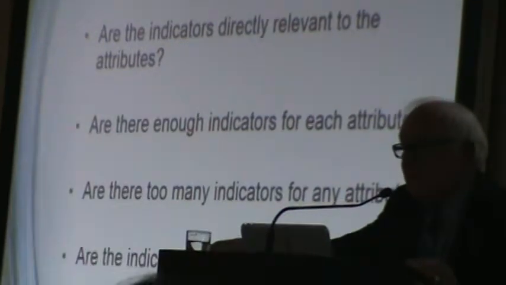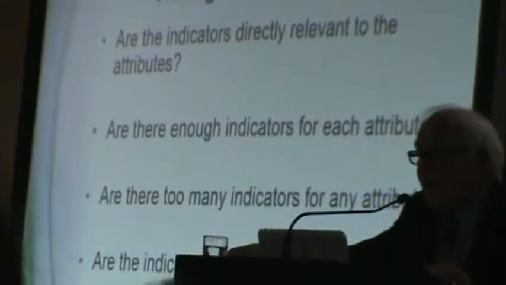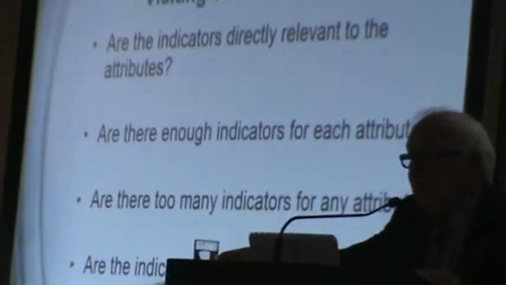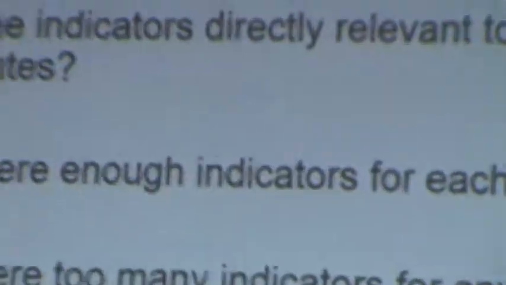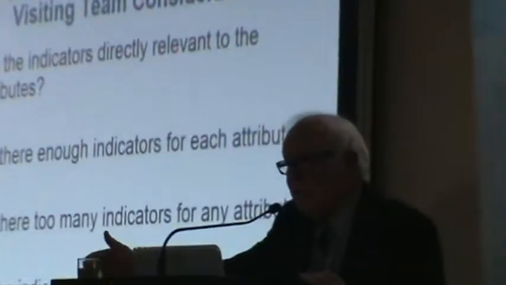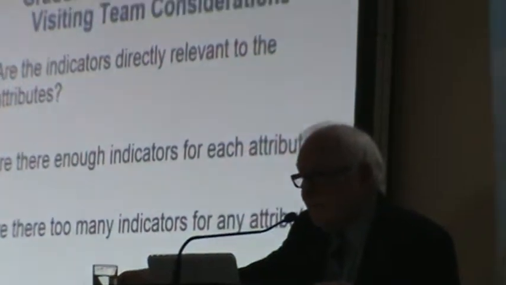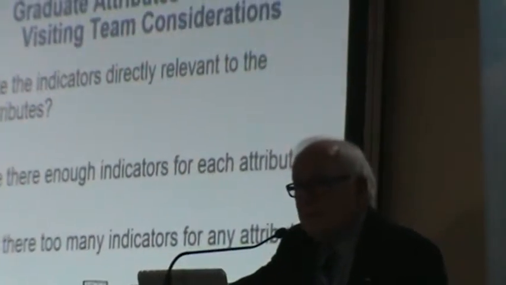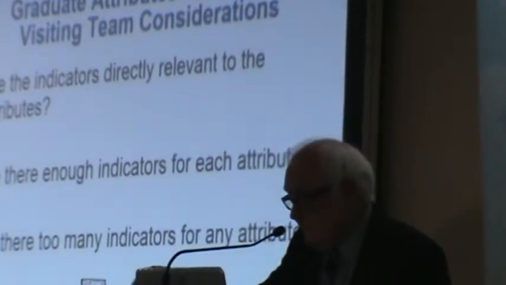Again, the visitors, what do they look for? Are the indicators directly relevant to the attributes? Are there enough indicators for the attribute? Are there too many indicators? Are the indicators measurable? Because you have to measure all of these things. So are they in fact measurable? And are the assessment points in the curriculum well chosen?